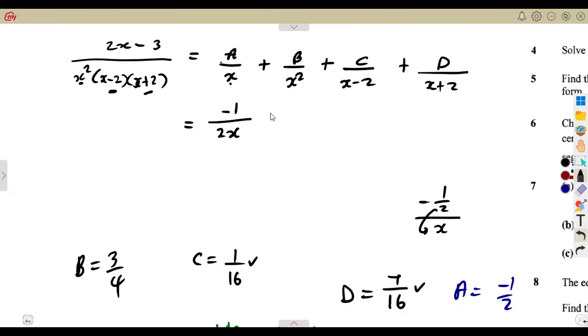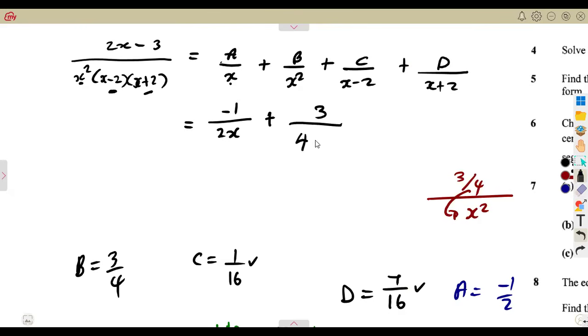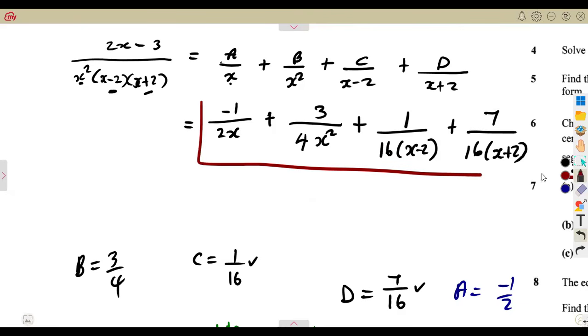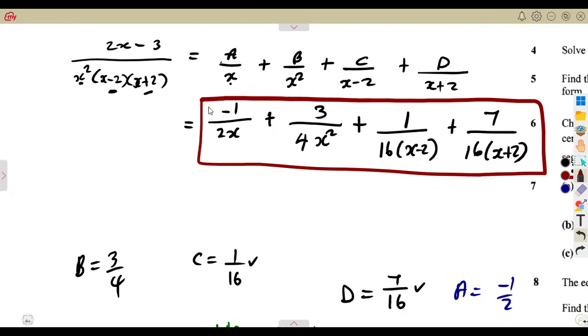The same thing on the part of B. Instead of us having, I'm not saying it's wrong, 3 over 4 like this over x squared, we can take this 4 into the denominator. So it's going to be 3 over 4x squared. The C, we have got 1 over 16. So the same thing, 1 over 16 over x minus 2. The same part with our D, 7 over 16. So that will be 7 over 16 into x plus 2 like this. All right, so you can have your final answer this way.